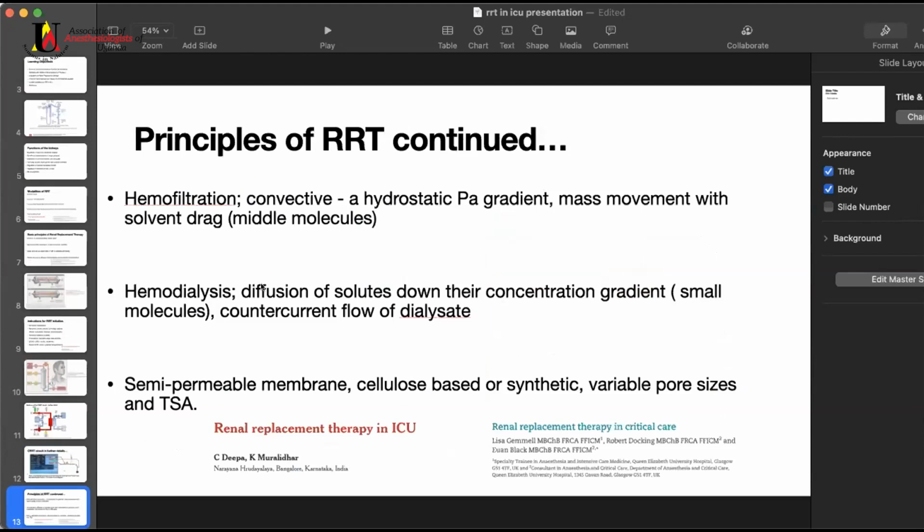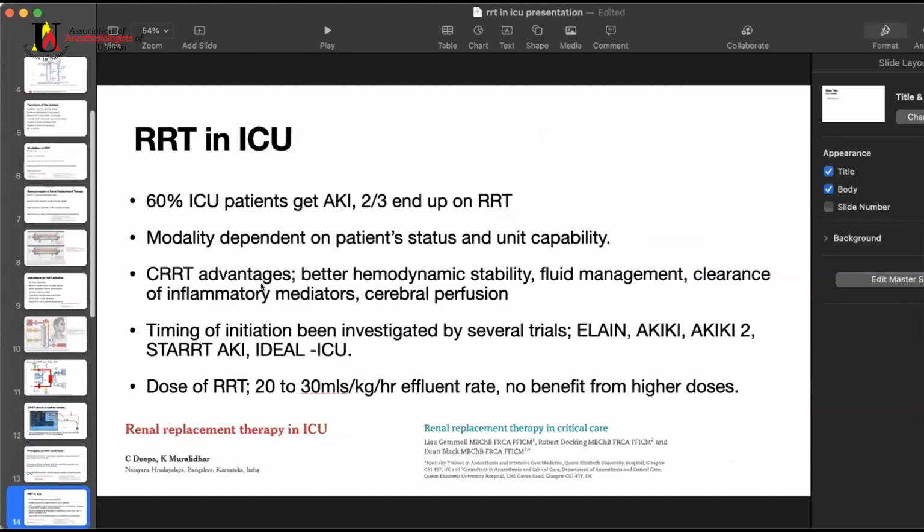So we've talked about hemofiltration, we've talked about dialysis. I think we've done all that. So 60% of patients in the ICU will get AKI, and two-thirds of those will end up needing renal replacement therapy. The modality of choice depends on the patient's status and what the unit is capable of providing. The advantages of CRRT include fluid management, where you can take off a larger volume of fluid, and also better clearance of middle molecular weight substances like inflammatory mediators.